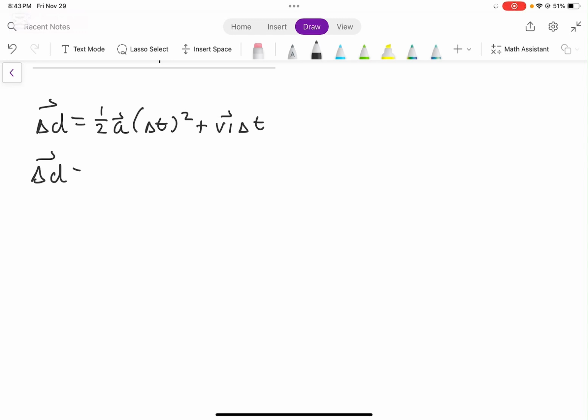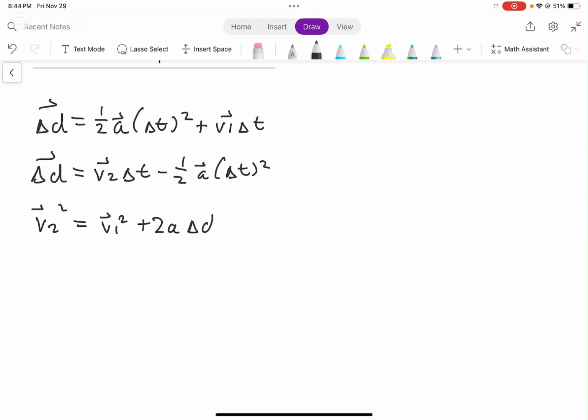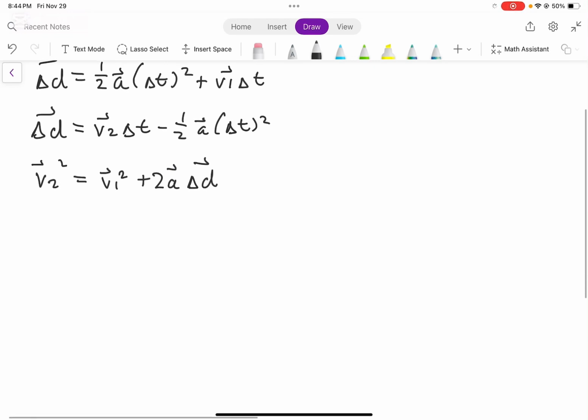Next equation is going to be delta t is equal to v2 vector delta t minus 1/2 acceleration times delta t squared. The next equation is going to be v2 squared is equal to v1 squared plus 2a delta d. Make sure to not drop your vectors on any of these, because if you build a good habit right now, these good habits will carry over. And our last equation is going to be delta d is equal to 1/2 v1 plus v2 times delta t.